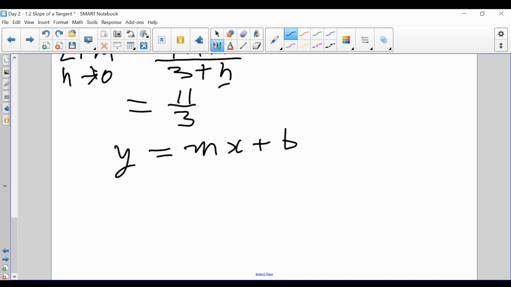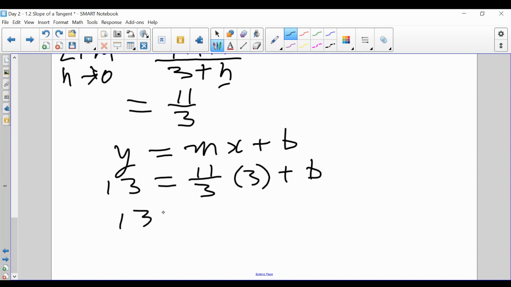Okay, let's do that. So now the y value is the 13, because that's your y value. m is the slope, which is 11 over 3. We got that. x is the x value at that point, which is 3, plus b. There you go. And Stephen had that absolutely right. So 13 equals 11 over 3 times 3 over 1, which is just simply 11, plus b. So b is 2.